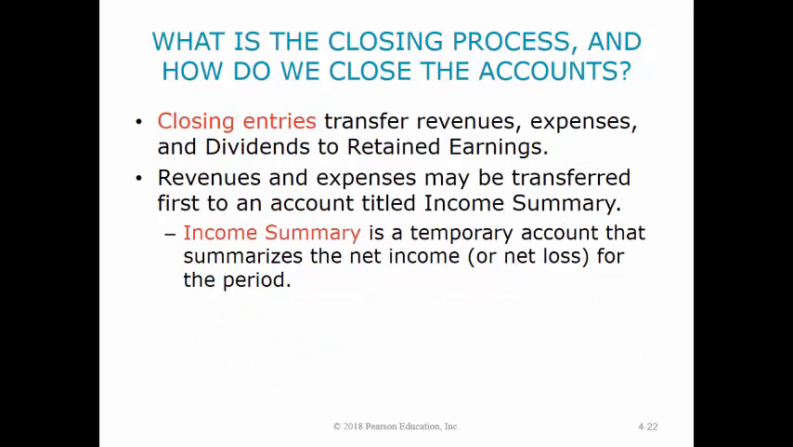Closing entries are entries that transfer revenues, expenses, and dividend balances to the retained earnings account to prepare the company's books for the next period. This transfer to retained earnings also causes the retained earnings ledger account to now equal its balance reported on the balance sheet. As an intermediate step, the revenues and the expenses may be transferred first to an account titled Income Summary. The Income Summary is a temporary account into which revenues and expenses are transferred prior to their final transfer into the retained earnings account. This account summarizes net income or net loss for the period.